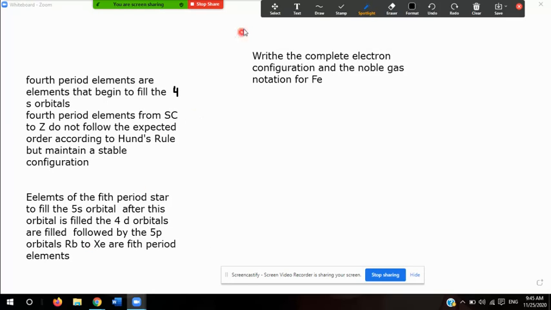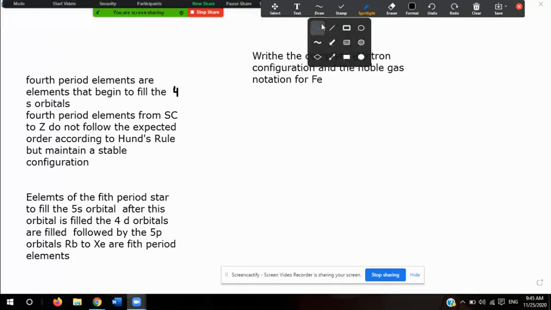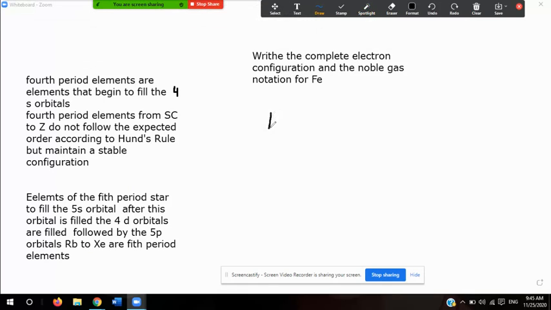Iron has an atomic symbol of Fe, and the atomic number of iron is 26. What that means is that there are 26 protons, and the number of protons equals the number of electrons. So there are also 26 electrons, which means that I can make the electron configuration. Now, what I'd like to do is actually start with the orbital notation first, and then we'll work our way up to the electron configuration.